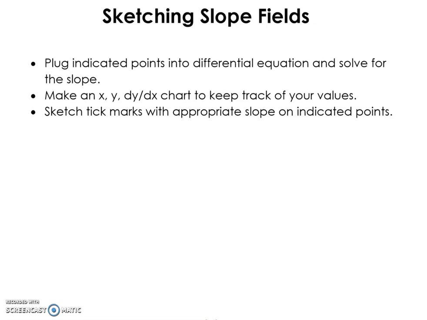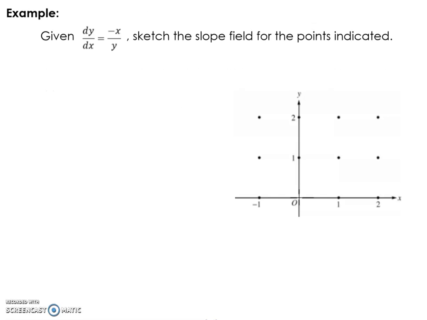So now we're going to look at how we can sketch slope fields. These are also called directional fields. Here are some steps that we can use to sketch them. So we want to plug the indicated points into the differential equation and solve for the slope. We want to make an x, y, dy over dx chart to keep track of our values. And then we want to sketch tick marks with appropriate slope on the indicated points. So this will make a lot more sense when we look at an example.